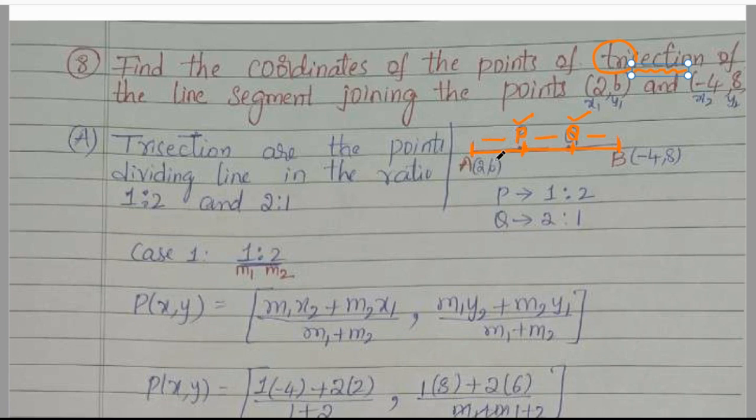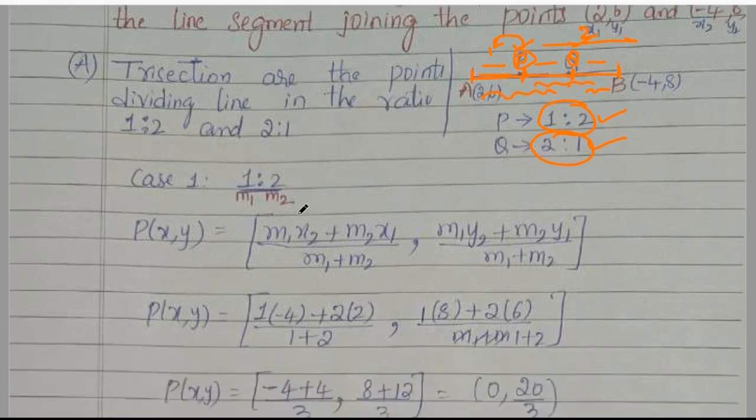So P will divide this line segment AB in the ratio 1:2. సో P లెఫ్ట్ సైడ్ పార్ట్ 1 రేషియో ఉంది, రైట్ సైడ్ పార్ట్ 2 రేషియో ఉంది కాబట్టి 1:2. అదే క్యూ చూసుకున్నట్టయితే లెఫ్ట్ సైడ్ 2 పార్ట్స్ ఉంది, రైట్ సైడ్ 1 పార్ట్ ఉంది కాబట్టి 2:1. So in the trisection problem, we will apply section formula 2 times, one with 1:2 ratio and another with 2:1 ratio. Once this concept is understood, we will get into the problem students. So trisection points are the points dividing the line in the ratio 1:2 and 2:1.